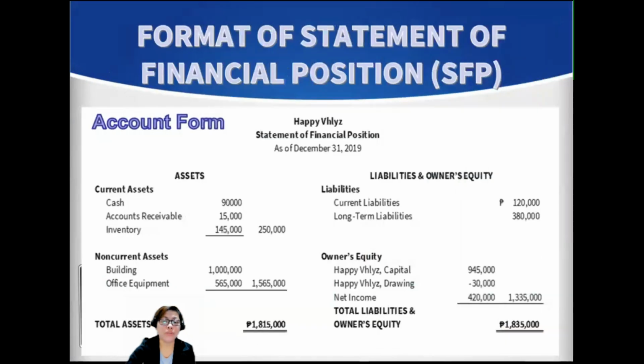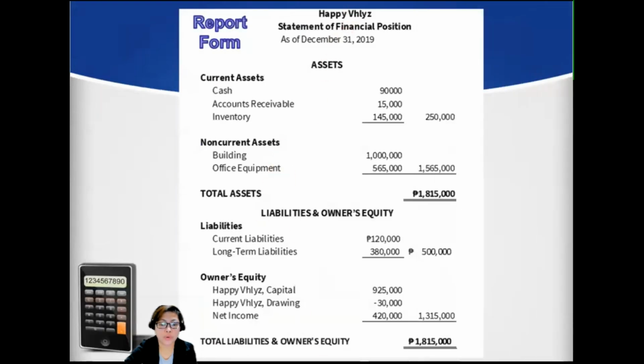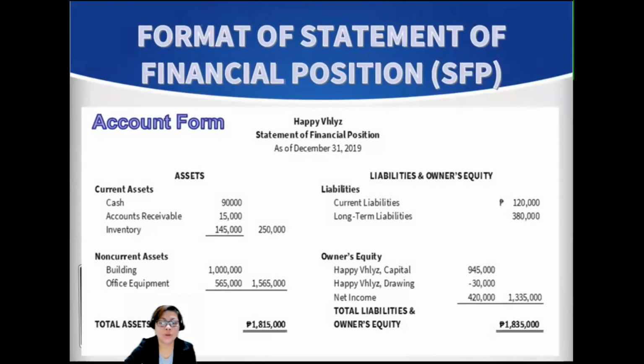Then we have two formats of statement of financial position. We have the account form or the horizontal format, and the report form or the vertical format. Always remember the rules in the financial statements. We have the heading, which includes the name of the company, the title of the financial statement, and the date. So we use as of December 31, 2019. In the balance sheet or statement of financial position, we state the date as of. Usually it is for a year.